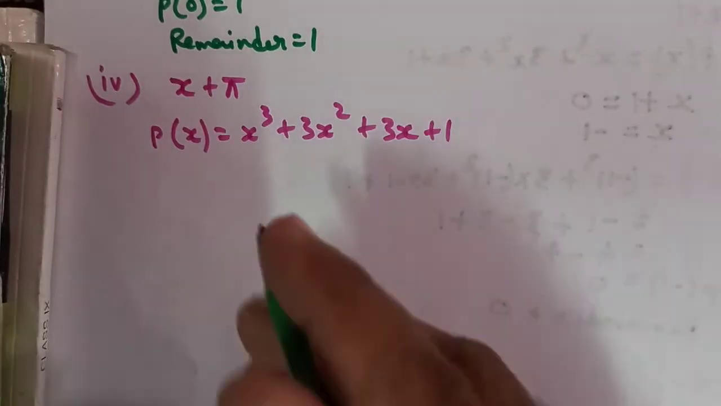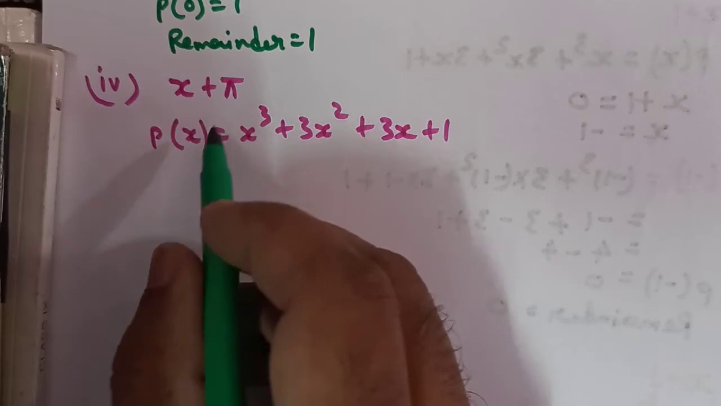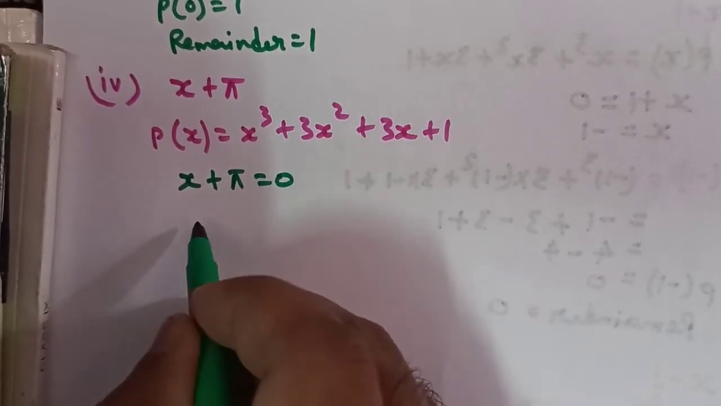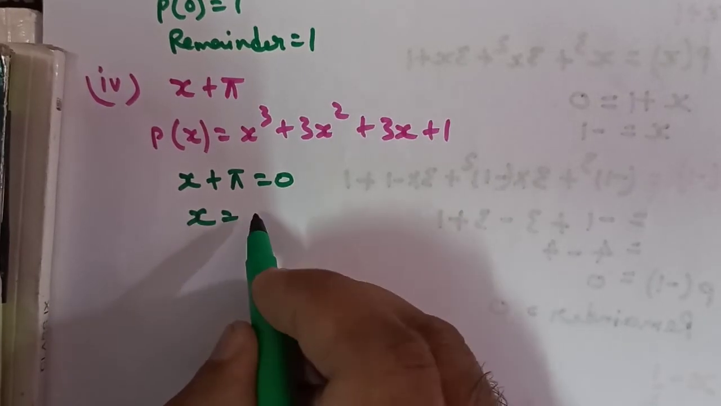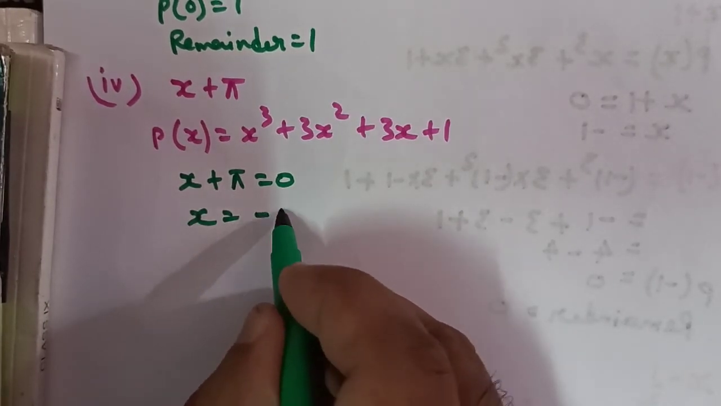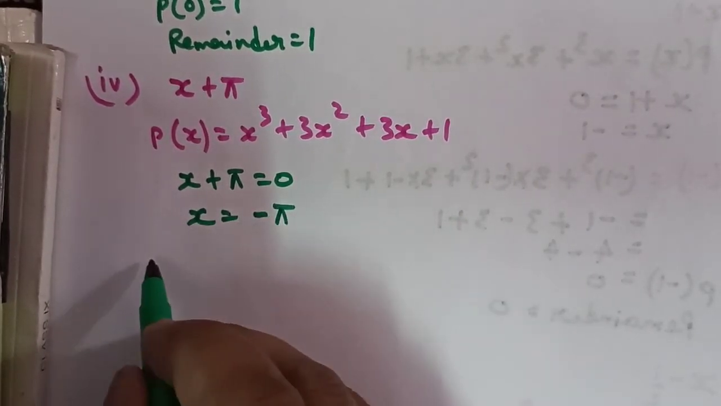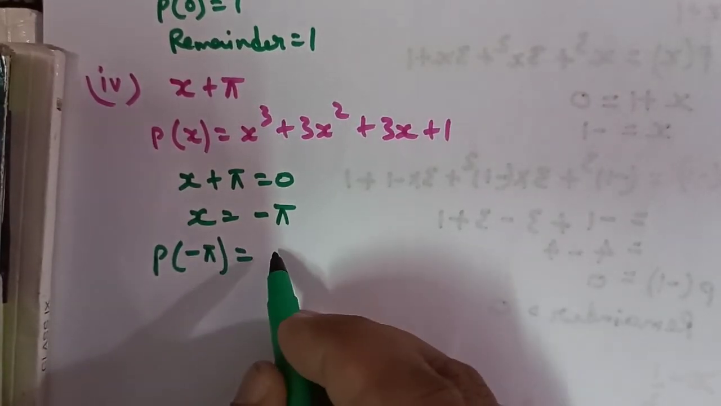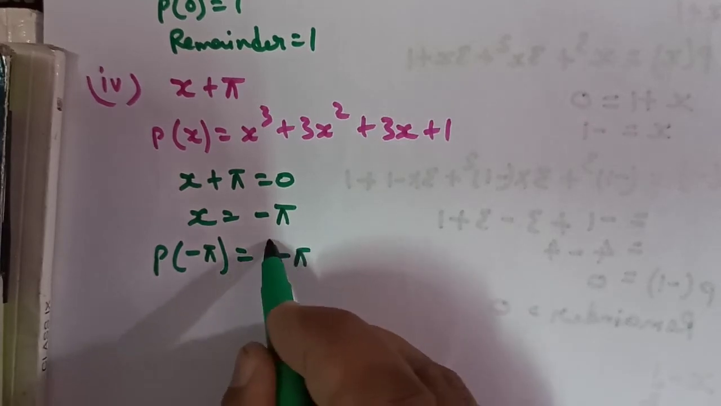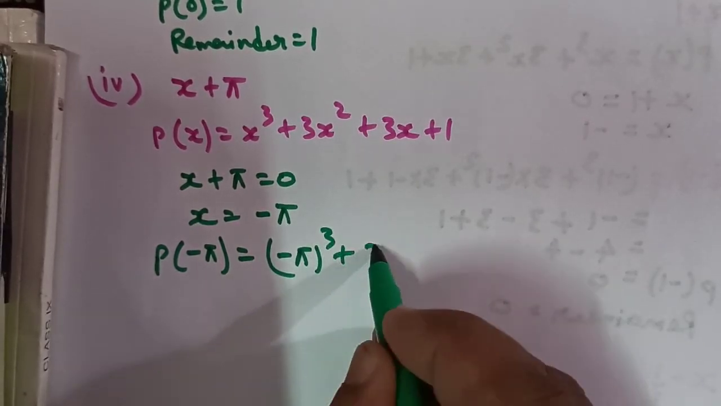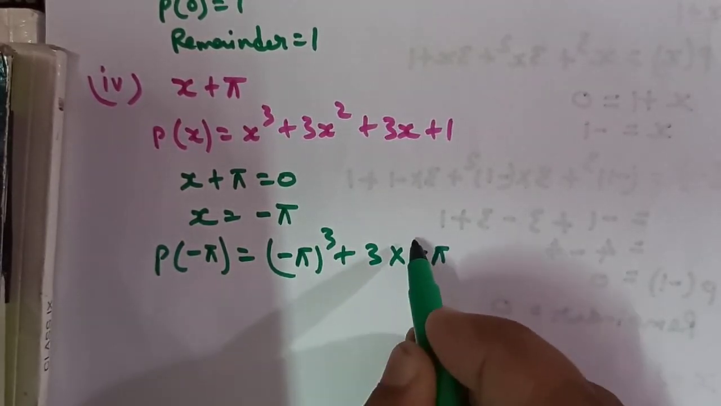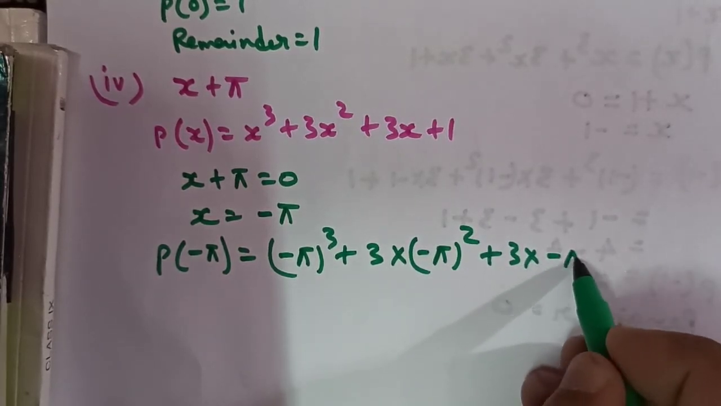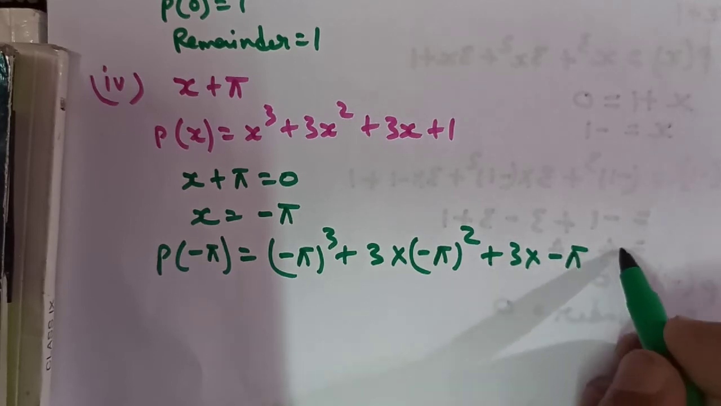Now again x plus pi. So the divisor is given as x plus pi. We will equate this to 0. So we get the value of a, that is the zero of the polynomial, as minus pi. Now we will be calculating p(minus pi), that will be minus pi whole cube plus 3 times minus pi whole square plus 3 times minus pi plus 1.